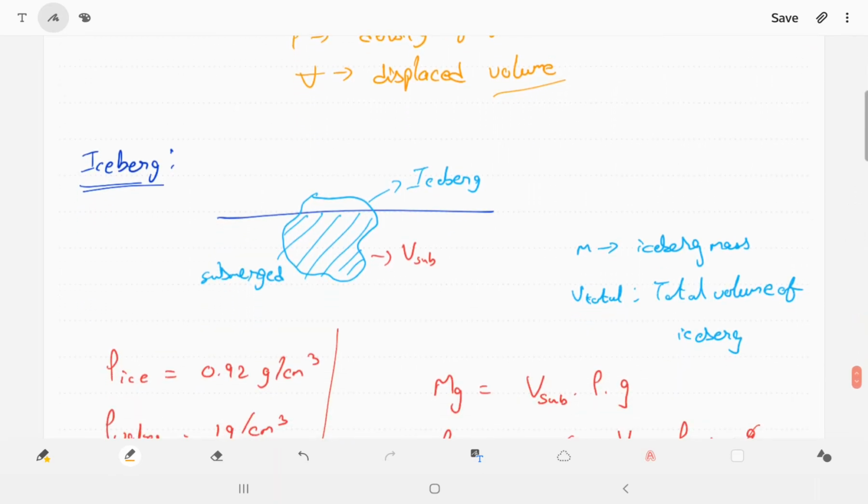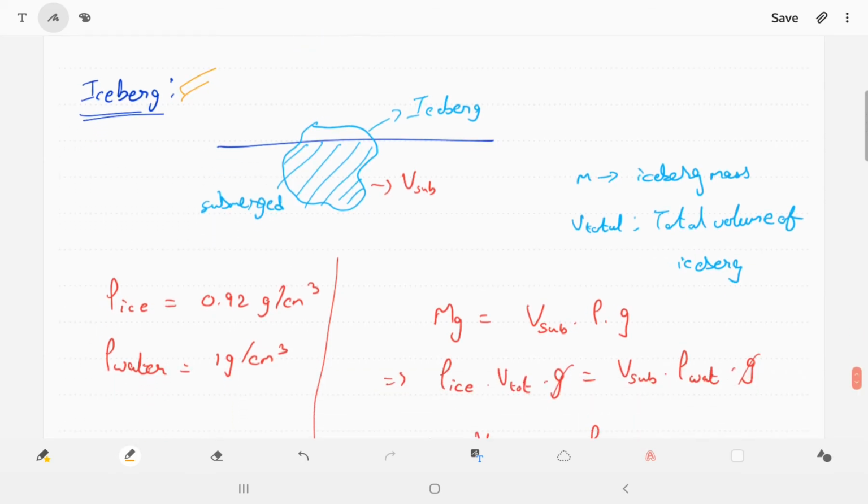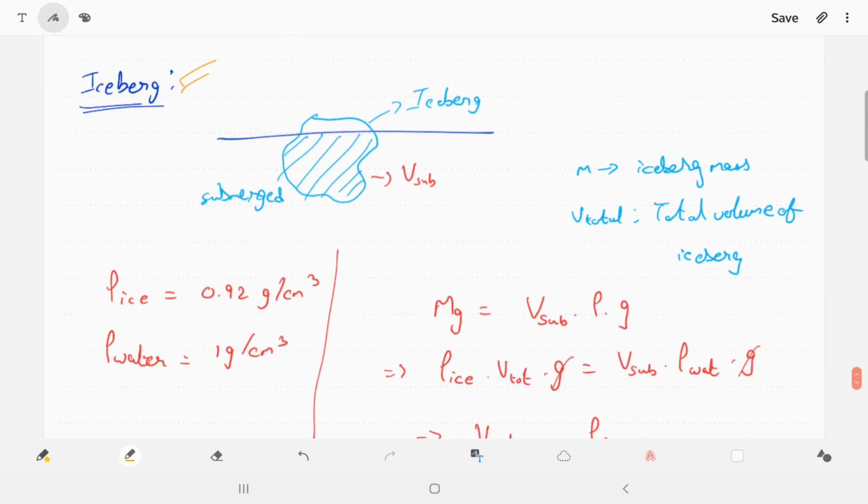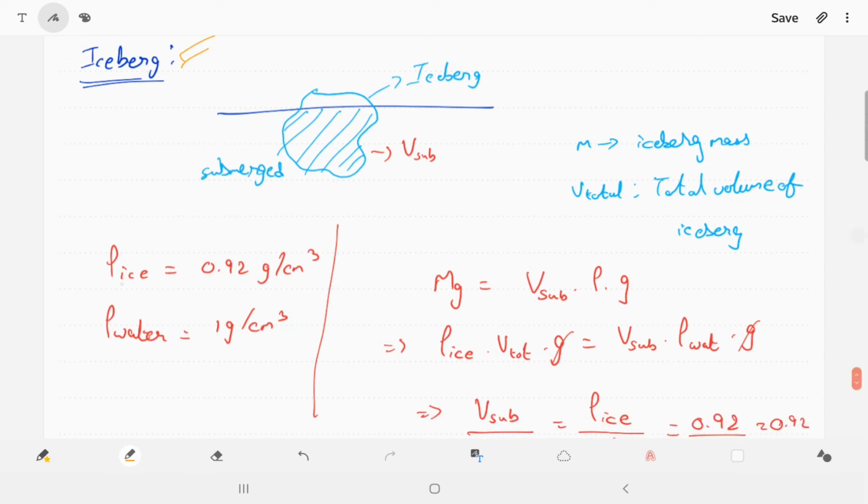Suppose we consider an iceberg. As we go near the poles, we can see some ice blocks floating on the river. So we can find how much percent of the ice block is submerged in the water, and how much of the ice block is floating above the water. As you know, the density of ice is 0.92 gram per centimeter cube, and the density of water is 1 gram per centimeter cube.